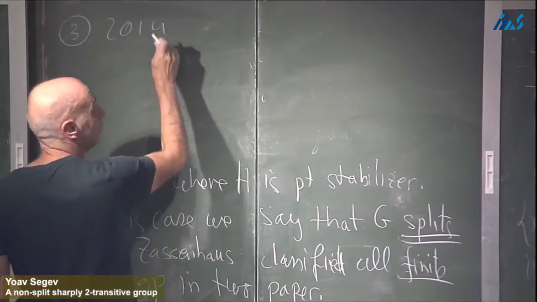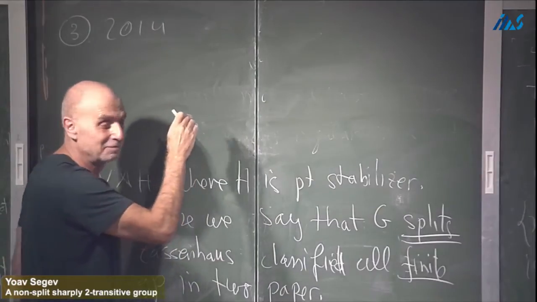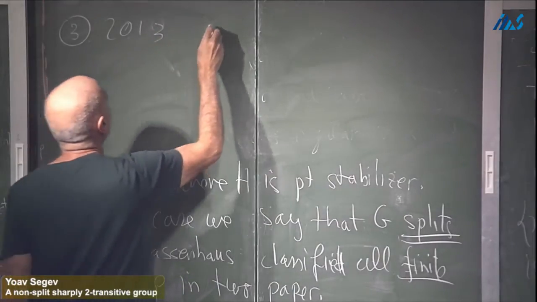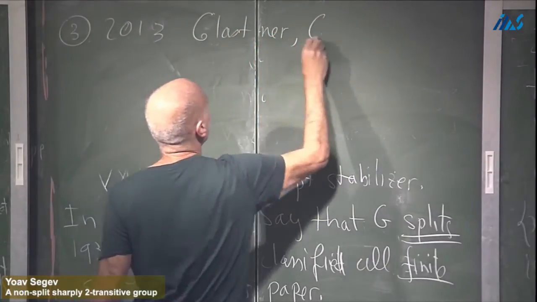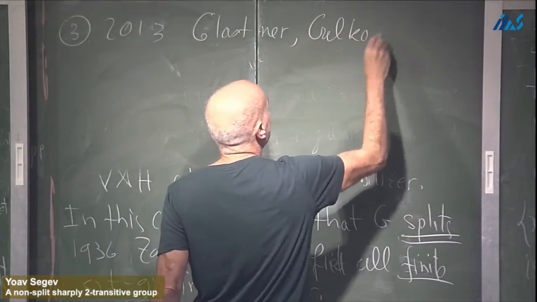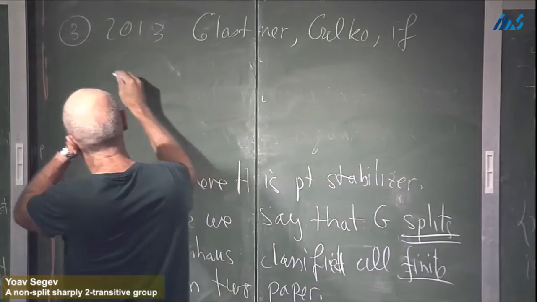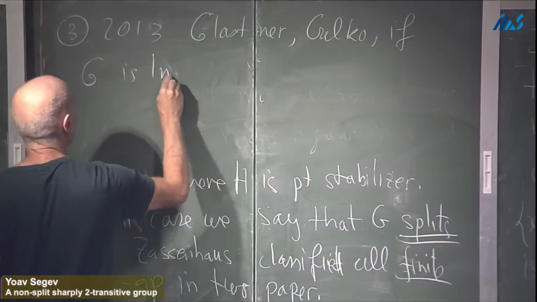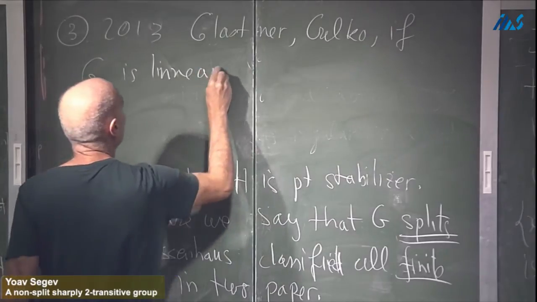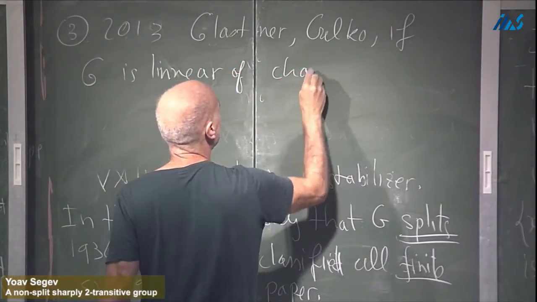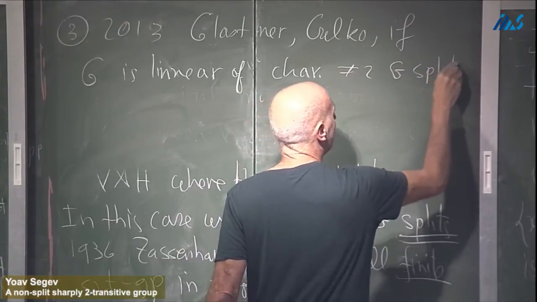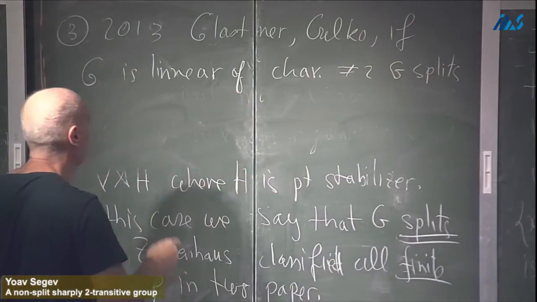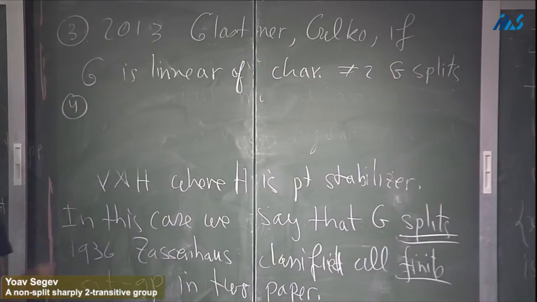Glasner and Gulko proved that if G is linear of characteristic not 2, then G splits. Well, there was some additional restriction which I'm not going to state more precisely.